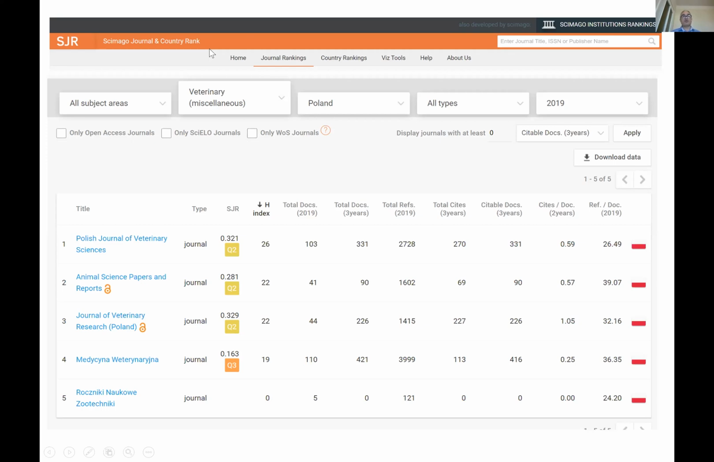This platform is used by authors to find a target journal for their research. I'm sure that in Eastern Europe, many Polish journals indexed by Scopus, Medline, Web of Science, and specialist databases are well known and well targeted by other Eastern European authors.